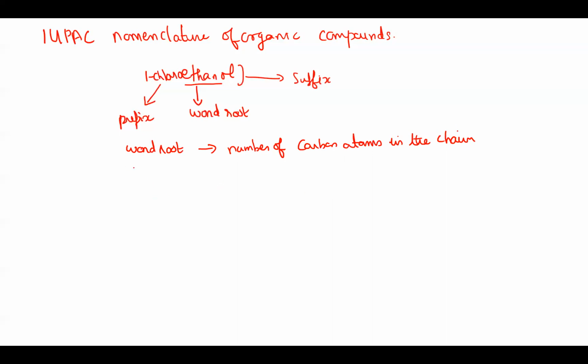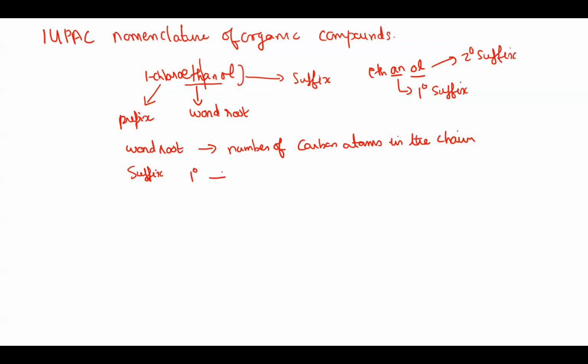And the suffix, there are two types actually. In ethanol, eth is the word root, and there are two suffixes, an and ol. An is what is called a primary suffix, and ol is called a secondary suffix.